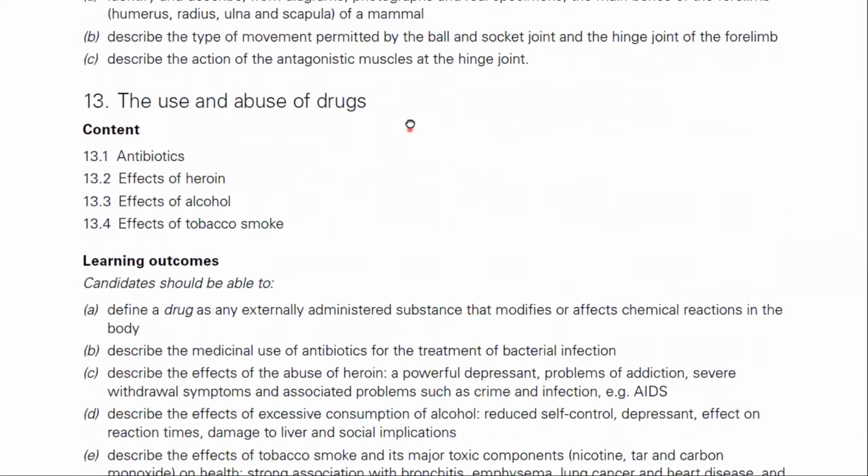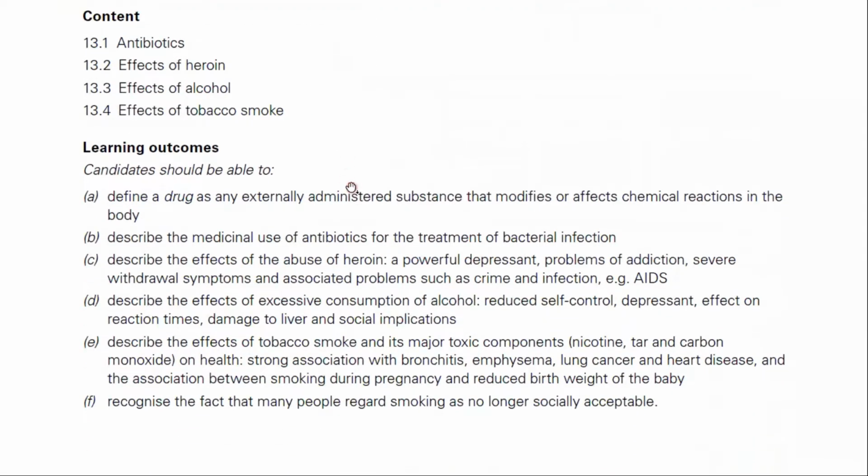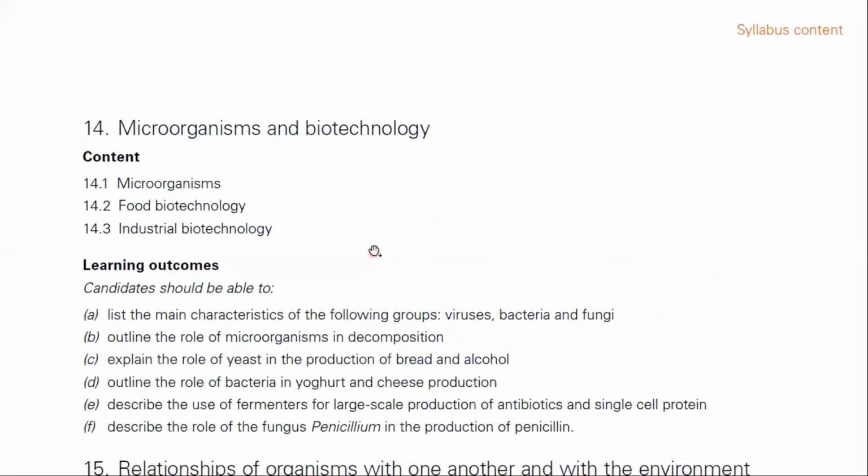Then we have chapter number 13, known as the use and abuse of drugs, in which we'll be discussing the four main components: antibiotics, heroin, alcohol, and tobacco smoke, which are included in your syllabus. Nothing else than this. We'll be describing the effects of these drugs, also the use of drugs, when they are needed, when they are in excess, and also recognize the fact that many people regard smoking as no longer socially acceptable. Why is that, and what is the harm of smoking?